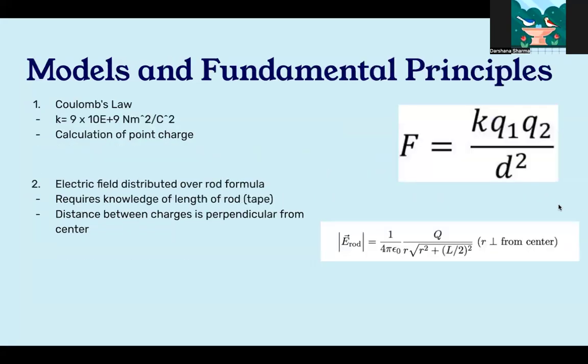The models and fundamental principles used are Coulomb's law, where we're treating k as 9 times 10 to the positive 9 newton meter squared over coulomb squared. This formula helps in the calculation for a point charge. The second formula we're going to use is the electric field of a charge distributed over a rod, and this requires knowledge of the length of the rod, which is going to be the tape, and the perpendicular distance from the center of the tape.